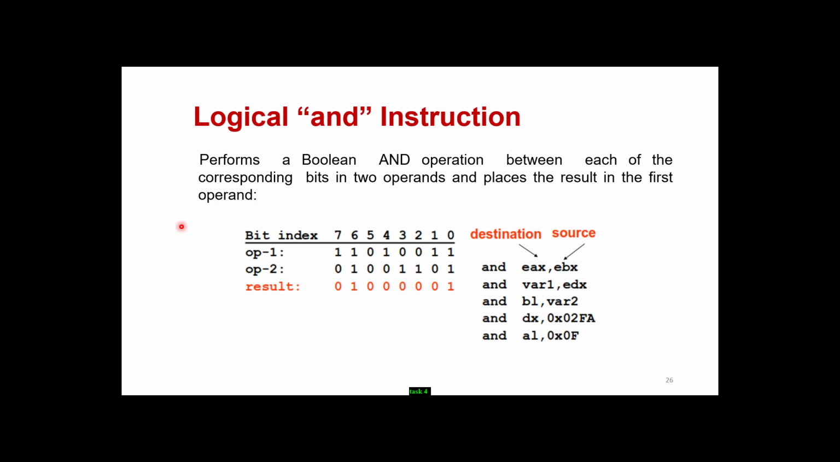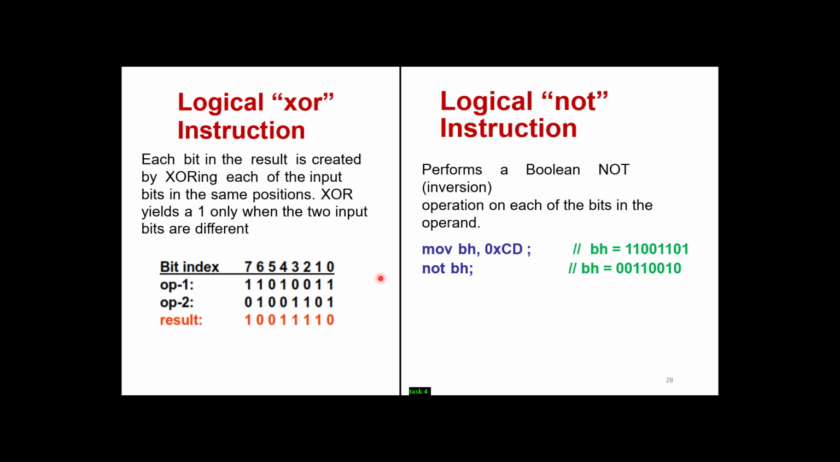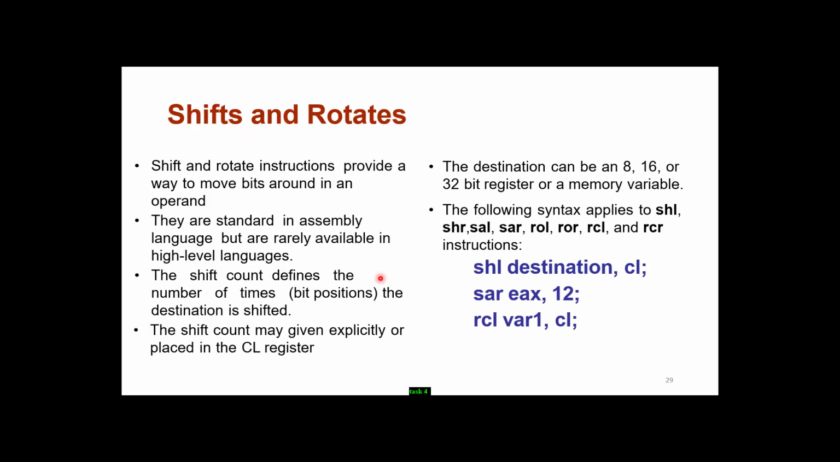We have the logical instructions, and as you know, it's all bitwise operations. So AND EAX EBX, it will AND the contents of EBX to EAX and store the result into EAX. And the ANDing is bitwise, so 1 and 1 is 1, 1 and 0 is 0, and so on. OR operation is more or less the same, but it will OR the bitwise operation. We have the XOR, and NOT, and then we have the shifts and rotates.